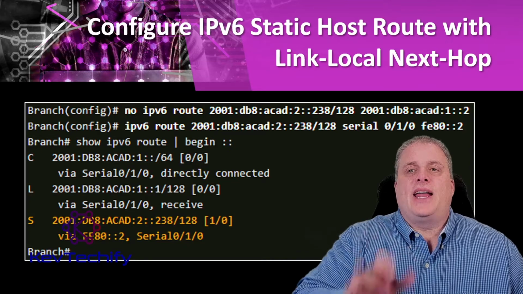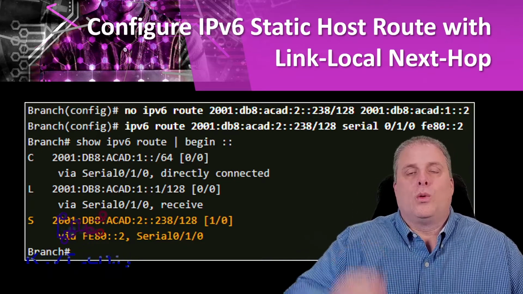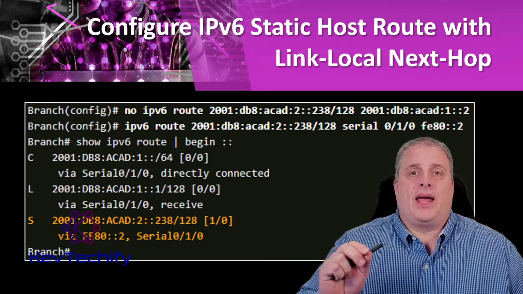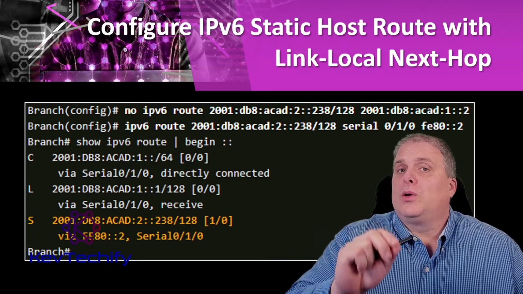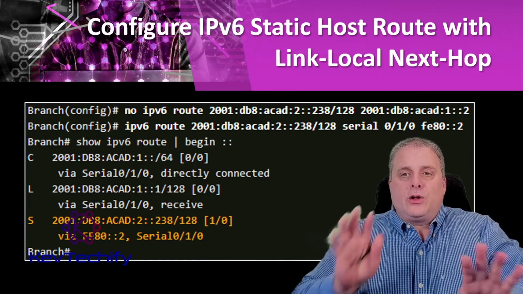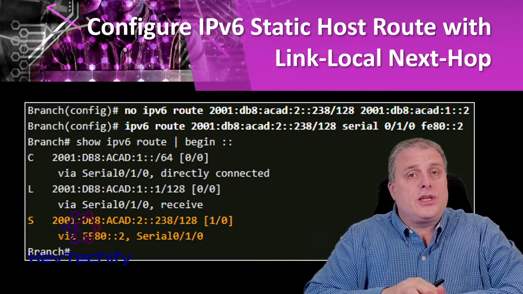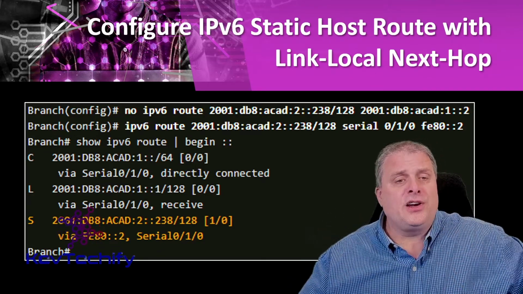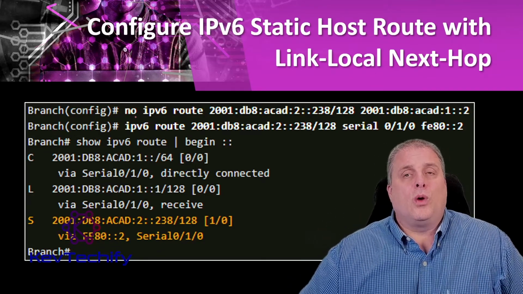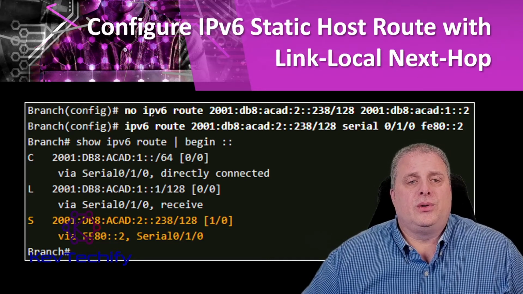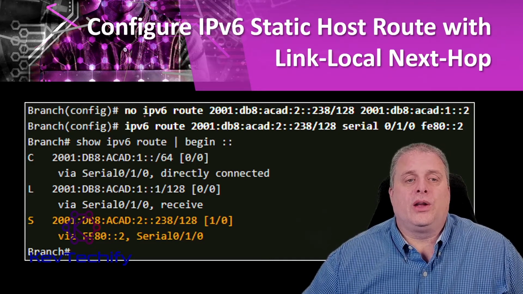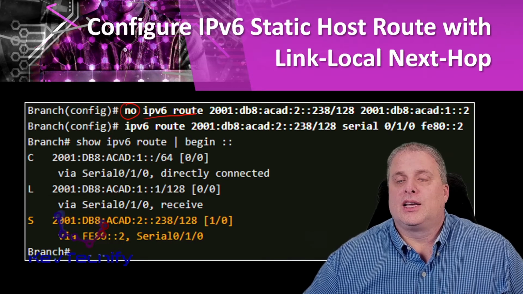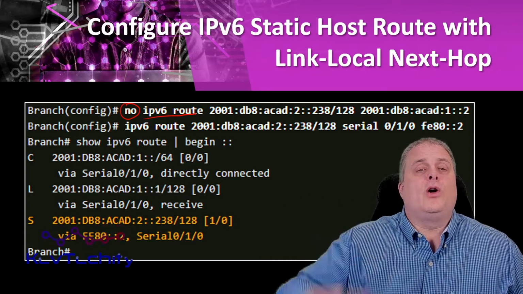We can also do a static host route in IP version 6 using our link local address for our next hop address. Once again, remember that link local address could exist on multiple networks. So not only do we need to specify that link local address, we also need to specify what interface it's going out of. To configure that, following our example, we have to get rid of the old route. You just simply put the word no at the beginning of it and repeat the command and it will remove it. Now we can go ahead and re-enter it.